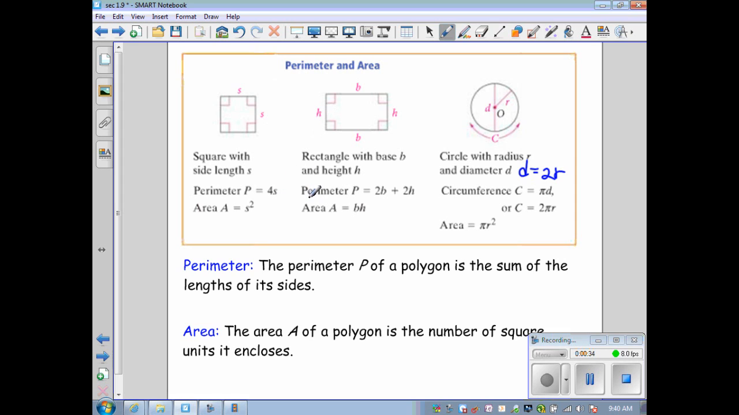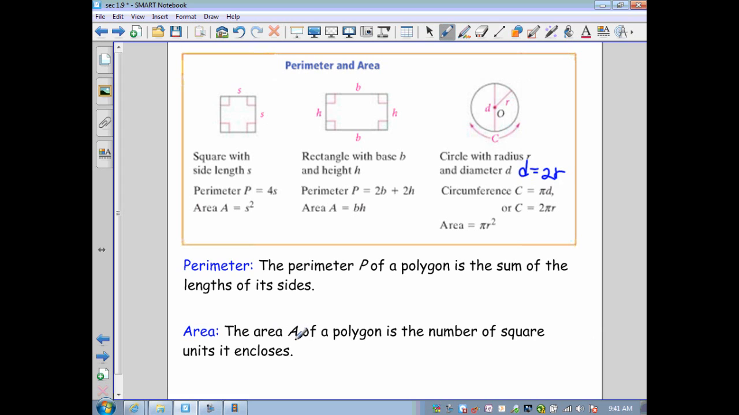For the rectangle, the perimeter P equals 2 times b, which is the base, plus 2 times h, which is the height, or again, just find the sum of the sides. The perimeter of a circle is called the circumference. The circumference equals pi times d, which is the diameter. But we know that the diameter is equal to 2r, where r is the radius.